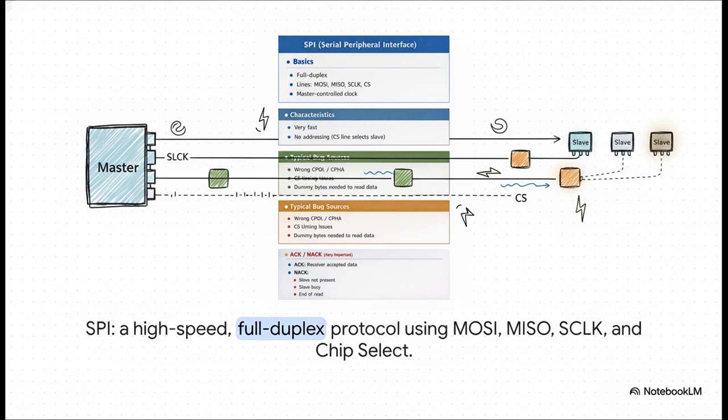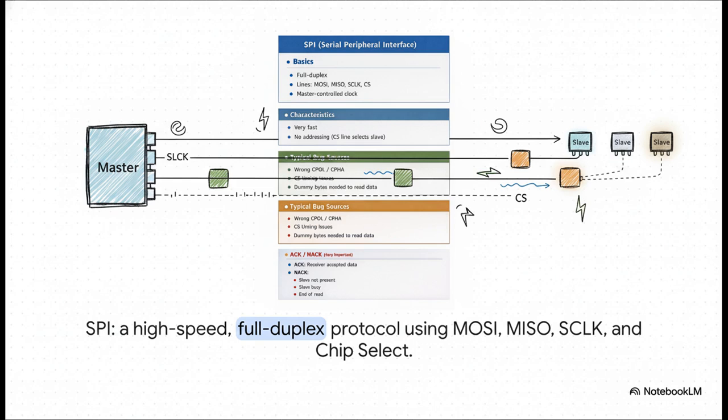It is built for speed, plain and simple, and it gets that speed by using more wires. You have a shared clock line and then two separate data lines, MOSI, which stands for Master Out Slave In, that's for the master to send data, and MISO for Master In Slave Out, where the slave sends data back. Having two data lines means it's full duplex. Data can flow in both directions at the exact same time.